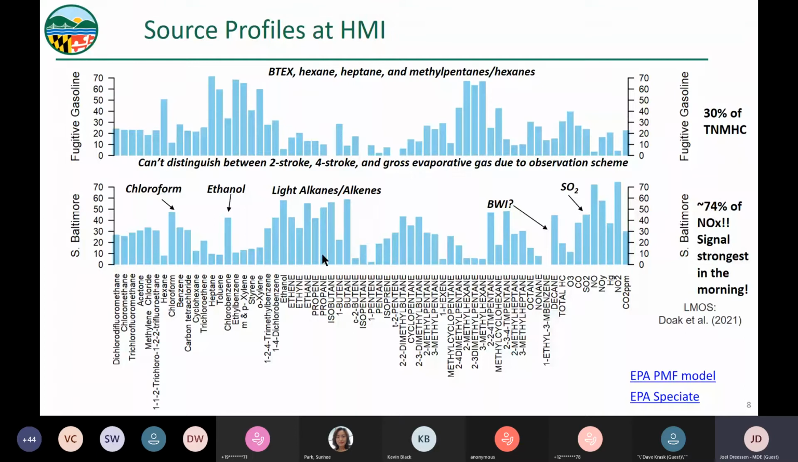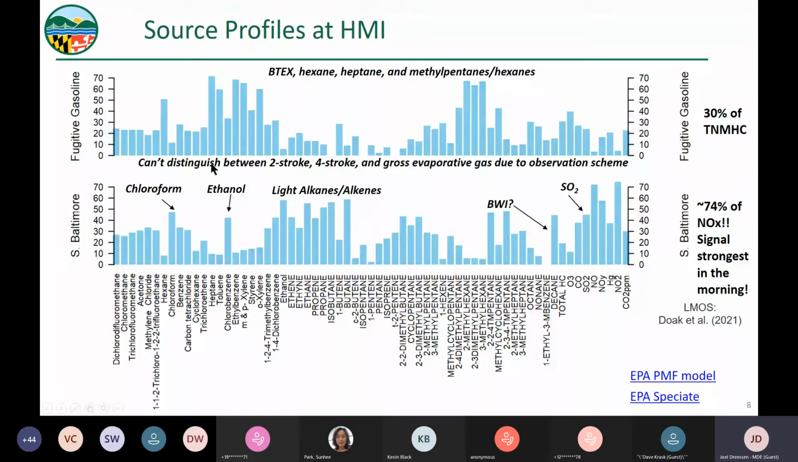But what PMF gives you is VOCs. And for instance, here's what the simple output from the PMF would give you. And then you need to go and interpret what that means. You can use, for instance, the EPA SPECIATE resource database to interpret what this profile might mean. For the fugitive gasoline profile, what I'm calling here, it's characterized by BTEX, hexane, heptane, and a lot of methylpentanes and methylhexanes. And in all my testing, by the way, this is the largest contributor to VOCs at the island site.